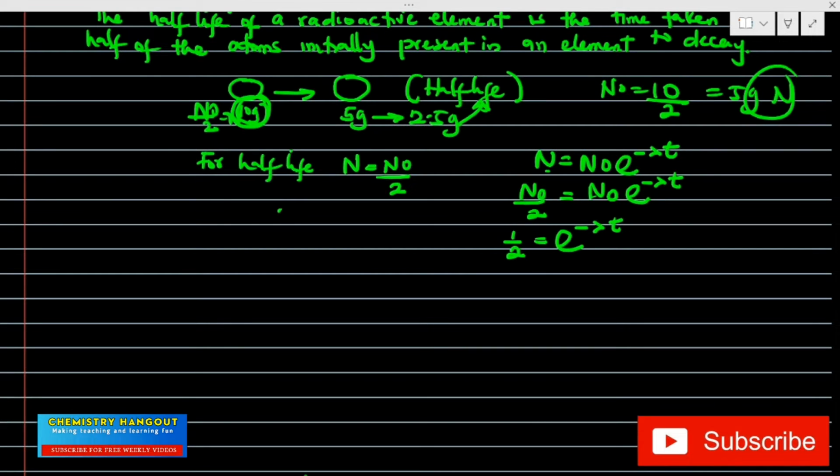From here, we take the natural logarithm. Natural logarithm is the ln on your calculator. Taking the logarithm of both sides, you are going to have ln 1 over 2 is equal to, if we take the ln, we cancel out this exponential, it now becomes minus lambda t. I want to believe this is clear.